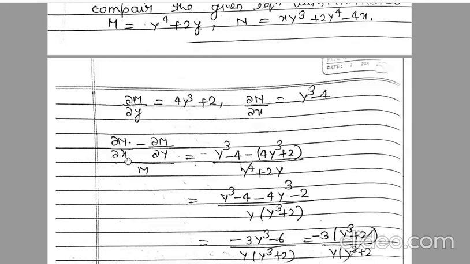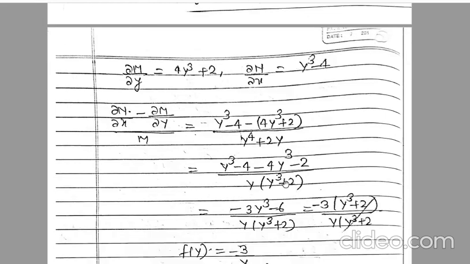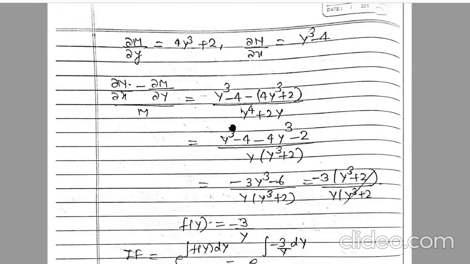So (del n upon del x minus del m upon del y) whole upon m is equal to, when you put all these values here, you will get minus 3y cube minus 6 upon y cube plus 2. Then minus 3 is common outside, (y cube plus 2) upon (y cube plus 2), so that will be cancelled out. Minus 3 upon y will be remaining.